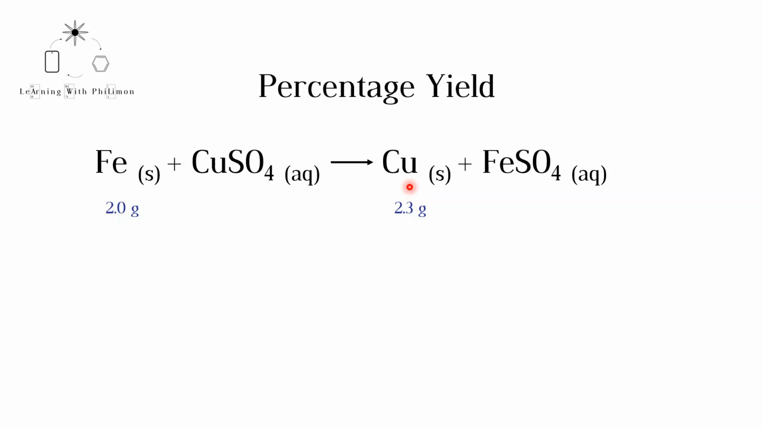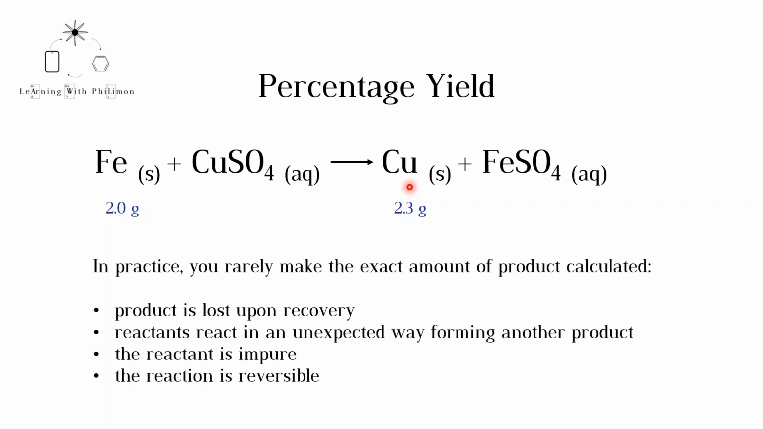In practice, if you were to perform this reaction in the laboratory, you would probably not get exactly 2.3 grams of copper, but less than this. In fact, in any reaction performed, you rarely make the exact amount of product calculated stoichiometrically. This can occur for several reasons. You may lose some product upon recovery.